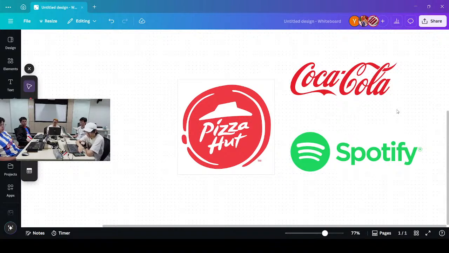So yeah, these are what makes a good logo. What makes these logos stand out from the rest. Simplicity, memorability, versatility, relevance to brand identity, and timelessness.